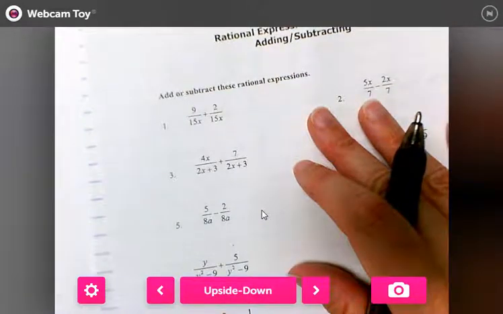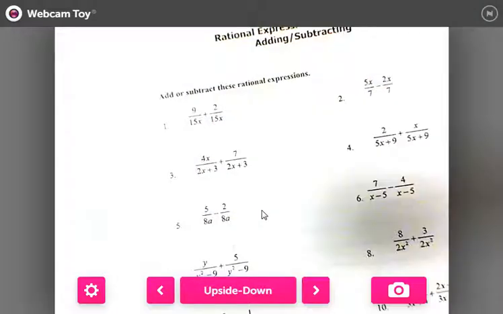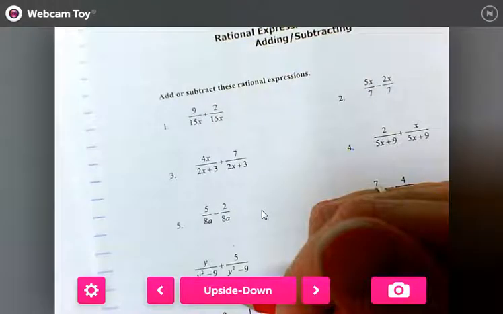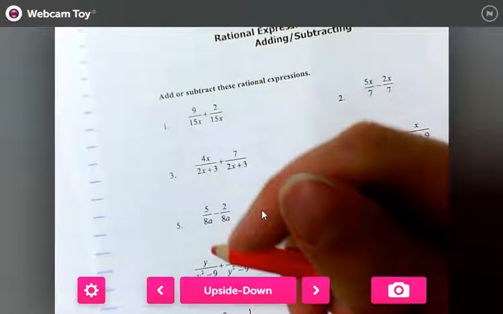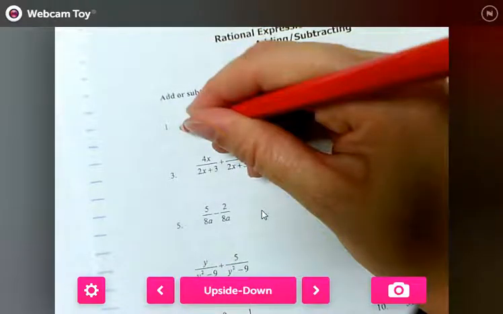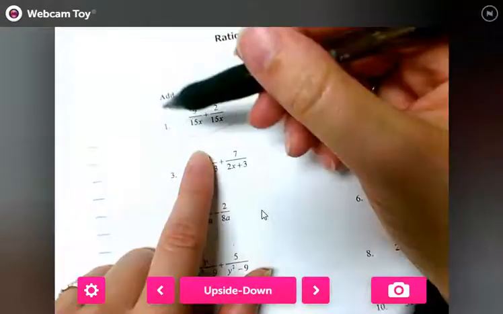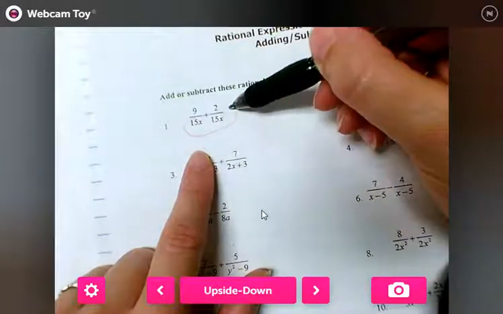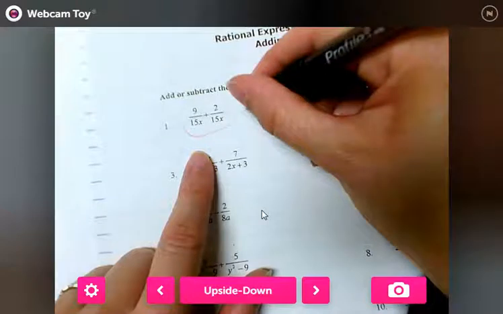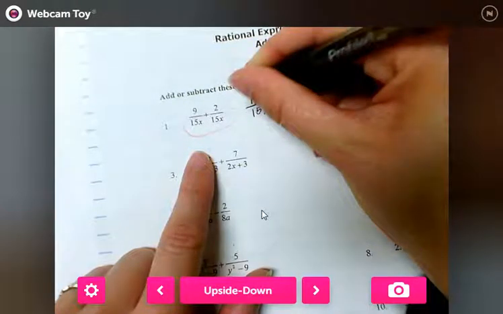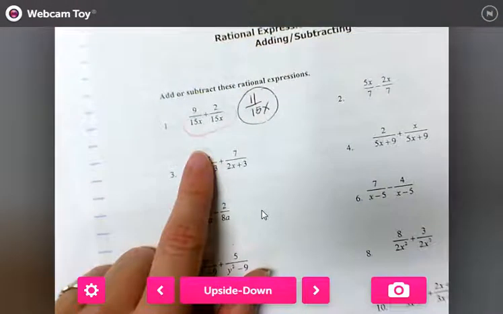Shh. The first thing we're going to look for, gentlemen, phones down, focusing. Right here, are these the same on the bottom? Are they both 15x? Yeah. So I'm just going to add the top. What's 9 plus 2? 11 over 15x. That's my final answer. That's it. I can't reduce it at all. That's what it is.